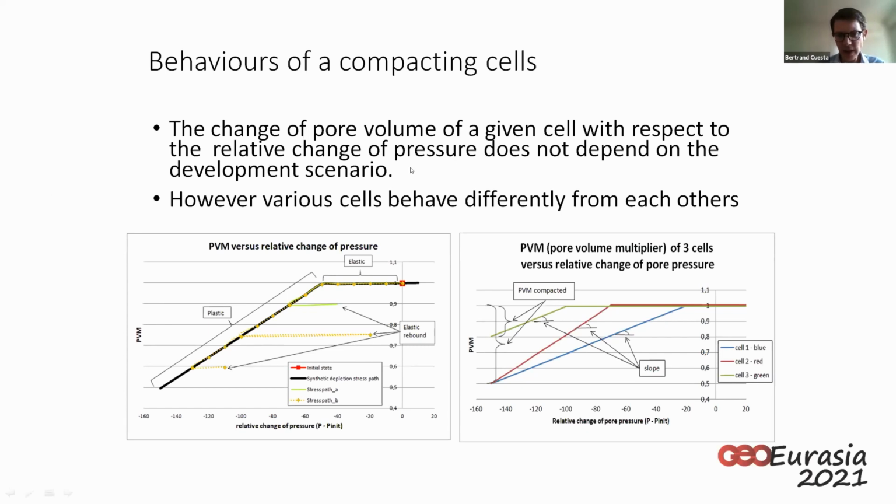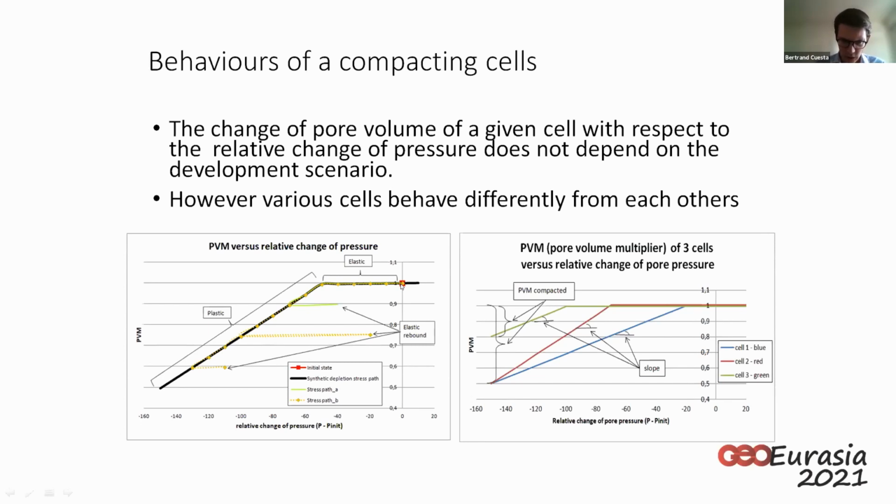At the basis of this method which I'm presenting, we should pay attention to the behavior of a typical cell in a flow and geomechanical simulation model when there is compaction. Here is a graph which shows the pore volume multiplier of a cell which is compacting versus the relative change of pore pressure. Here we are at 1. This is the initial condition, and the initial relative change of pore pressure is 0. The pore pressure is equal to the initial pore pressure.